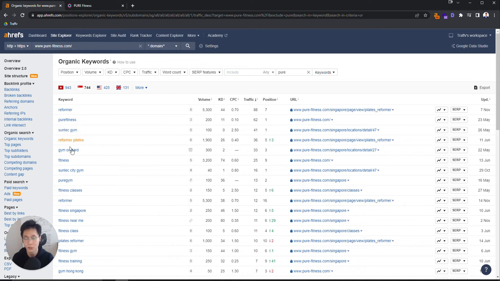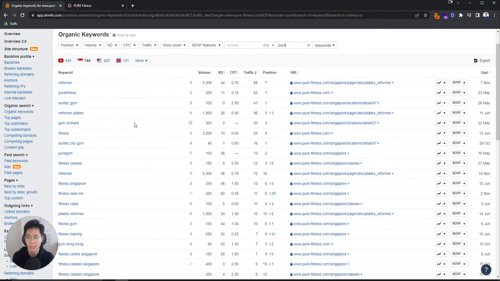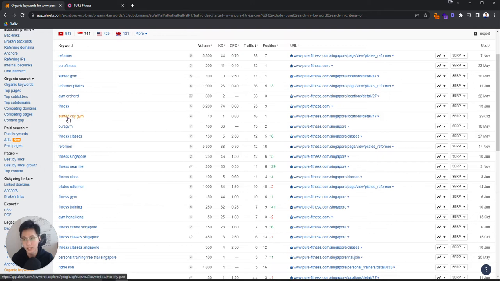There are still some branded searches here. You can see Pure Fitness, Pure Gym. If I want to, I can go ahead and add in a lot more, but you can see now there are a lot fewer branded searches. This will give you a look at what Google thinks your website is about already. So you can see Suntec City Gym, fitness classes, and things like that.